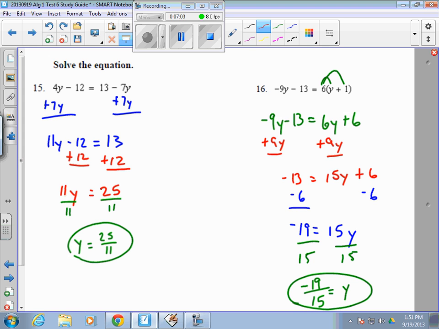Move your smaller y's over to your larger ones again. Your smaller one's the negative value. Undo it by adding 9y to both sides. That'll cancel out the left. You'll have negative 13 by itself on the left equals 6y, and 9y is 15y plus 6.